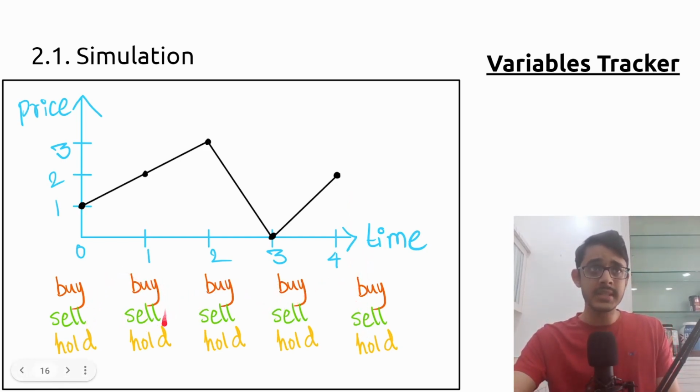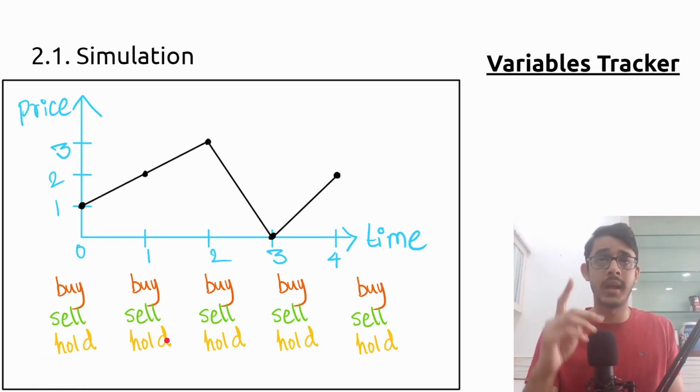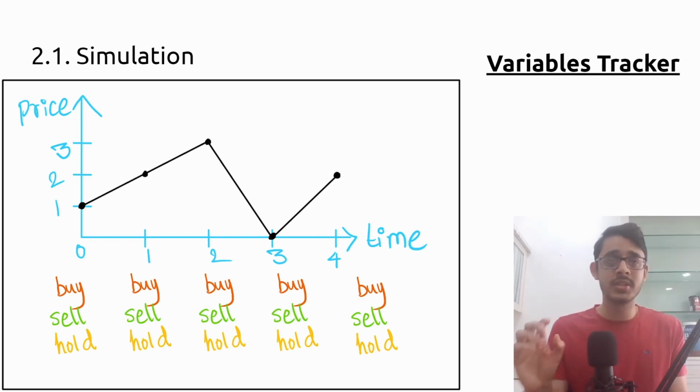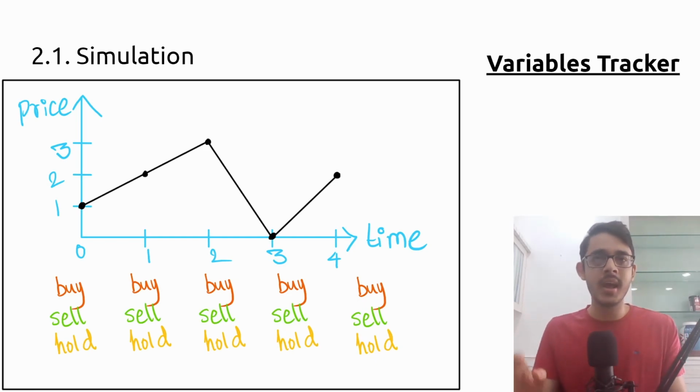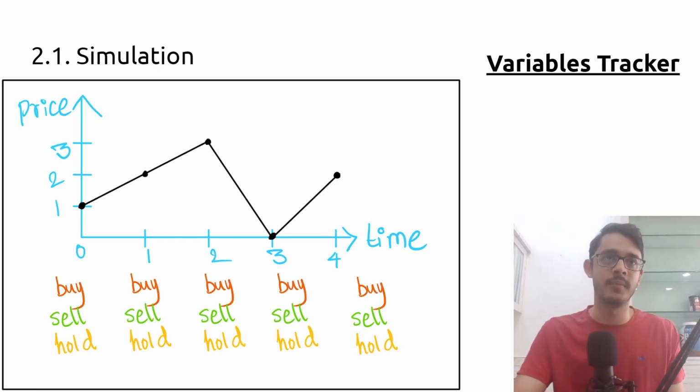Now, according to these stock prices, we have to make decisions, which is the bottom part over here. At every single point of time, I have 3 decisions that I can make. I can either buy the stock, sell the stock, or hold the stock. These 3 decisions are very important to understand, and how we make these decisions is going to play an important role in maximizing our profits. Let's track the variables on the right hand side over here.